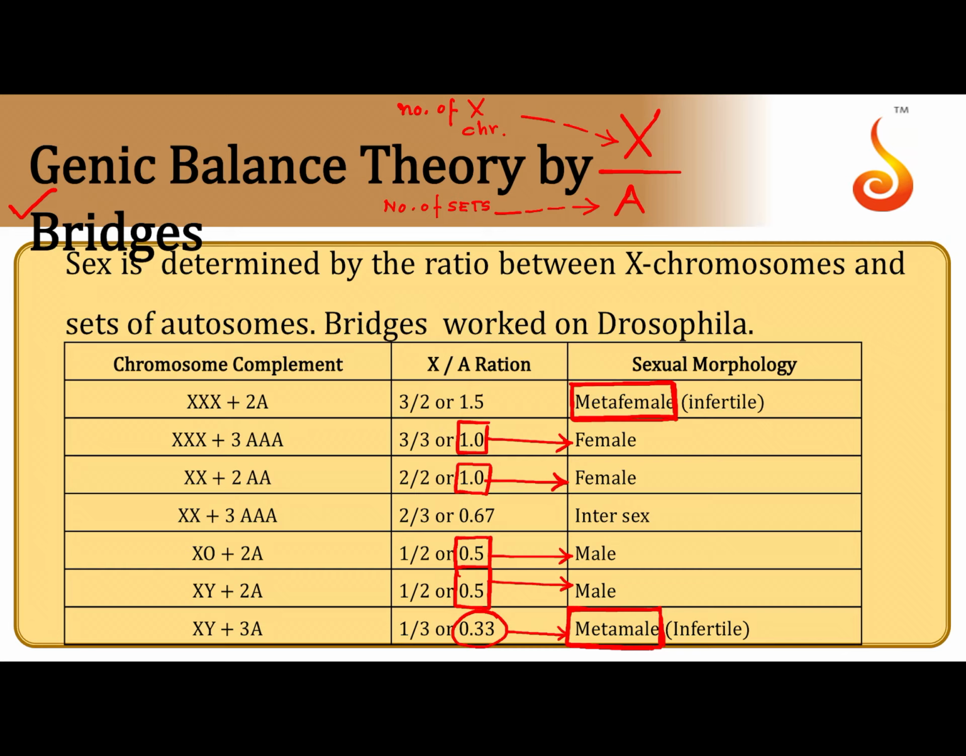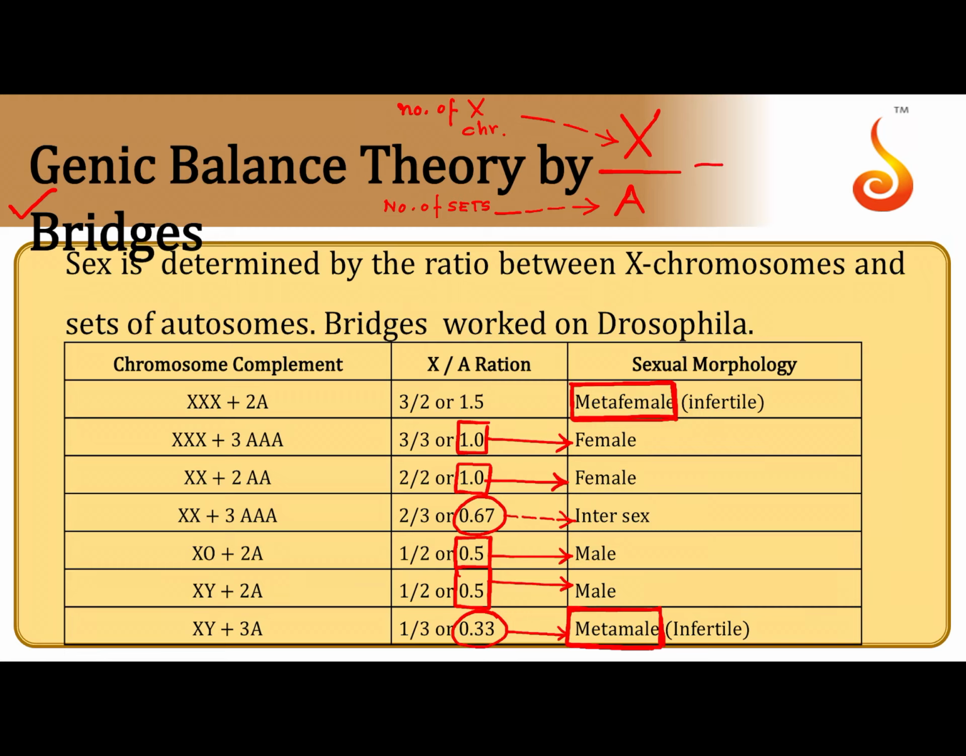However, if the X by A ratio is anywhere between 0.5 and 1, that is 0.67 in this case, we get a peculiar type of sex determination that is called intersex. In intersex, the gonads are not well developed and there are bisexual gonads in some cases. That is, a part of the gonad resembles the testis and the other part resembles the ovary. Of course, intersex flies also have a lot of morphological abnormalities.